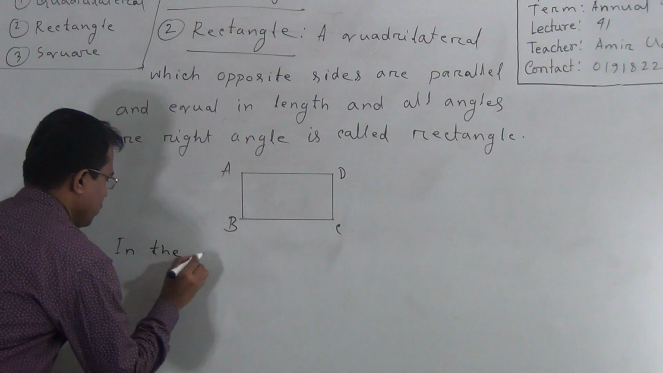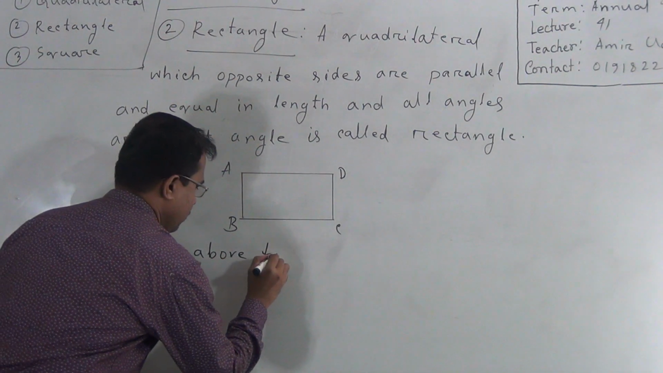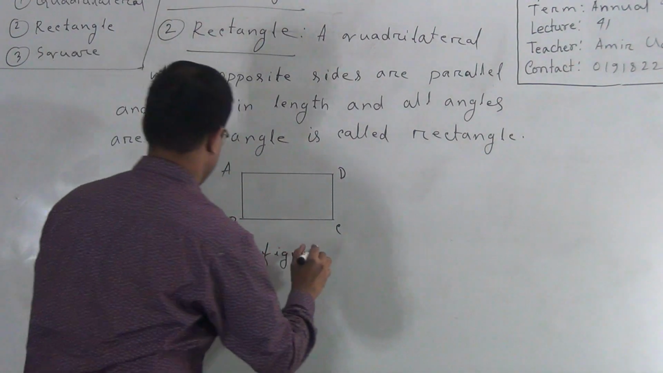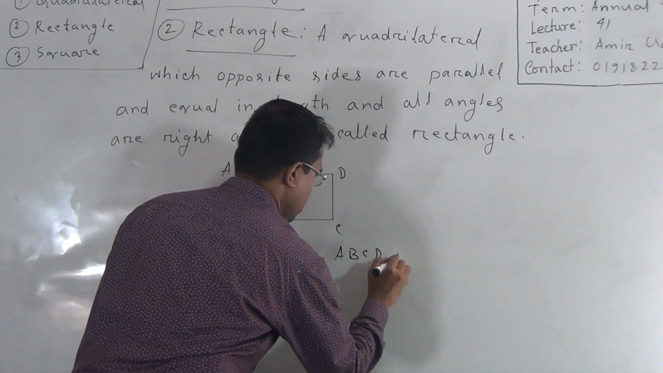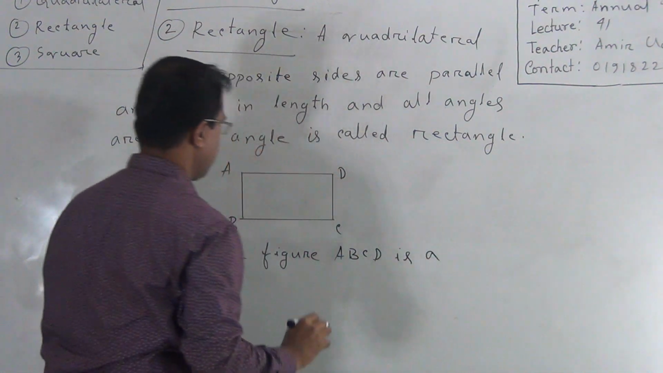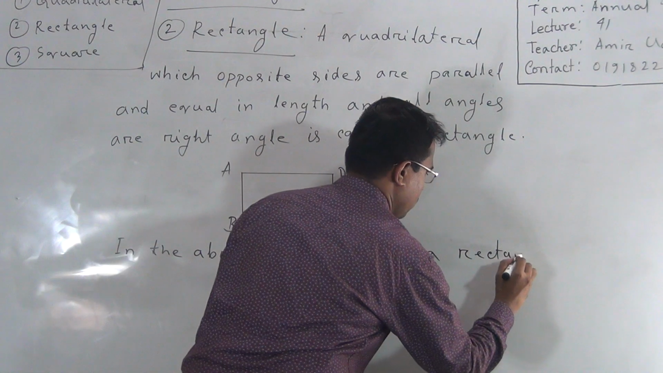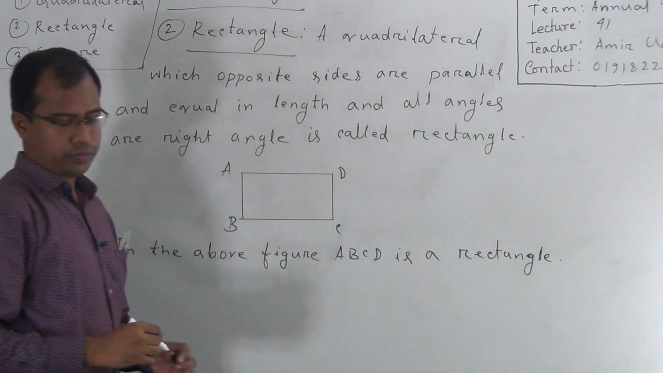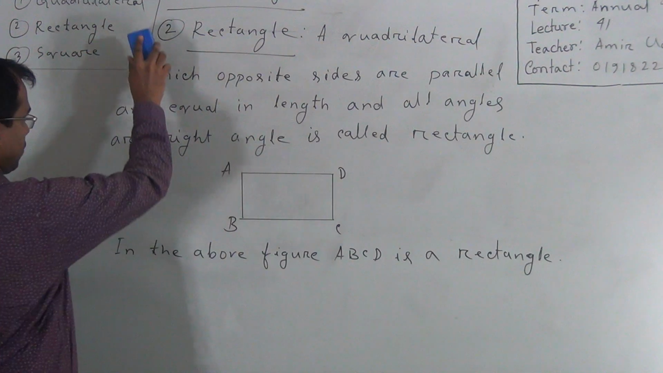In the above figure ABCD is a rectangle. Now we will write the definition of a square, then we will draw the figure of a square.